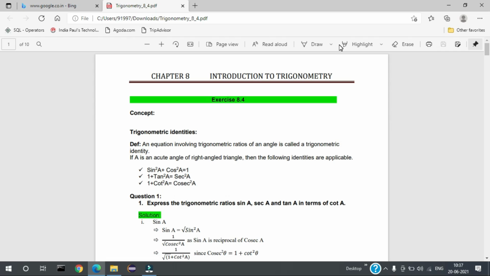Chapter 8, Introduction to Trigonometry. Coming to Exercise 8.4. Coming to the concept of trigonometric identities.